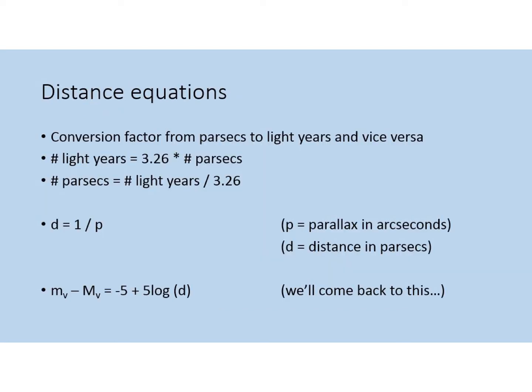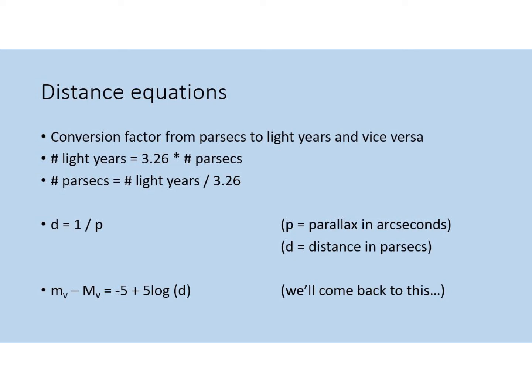There are additional ways to calculate distance. First, you need to know the conversion factor to change parsecs to light years and vice versa. A star that shows a second of parallax is a parsec away. Remember, a degree is divided into 60 minutes and a minute is divided into 60 seconds. So a second of parallax is a really small amount of shift. There are 3.26 light years in a parsec.